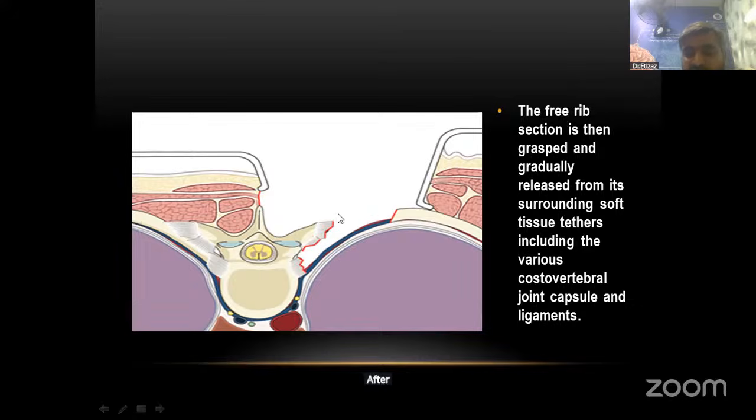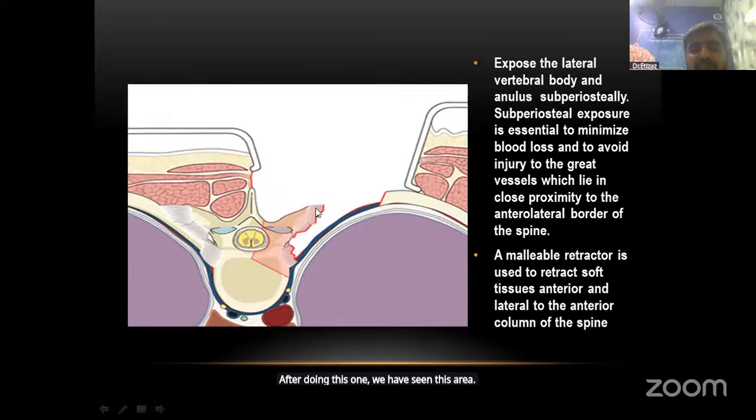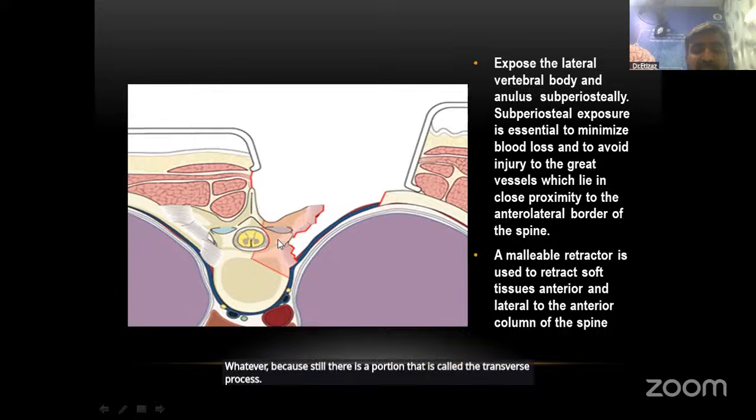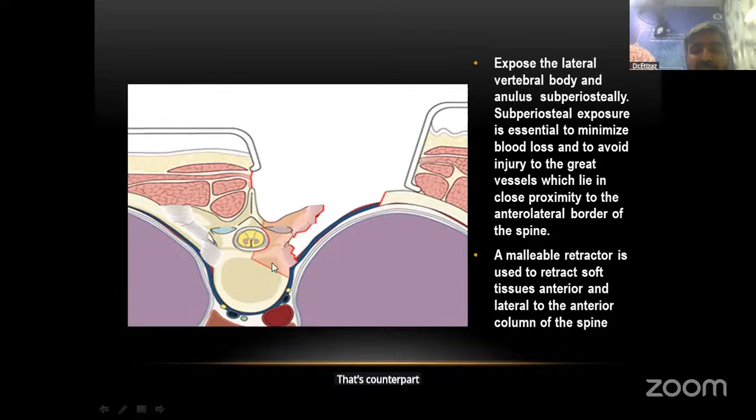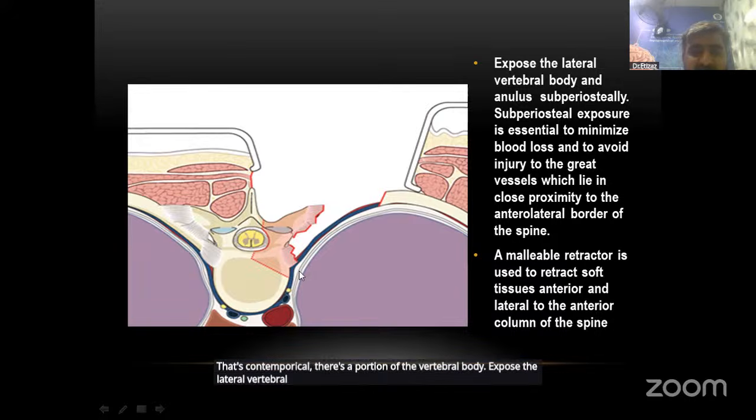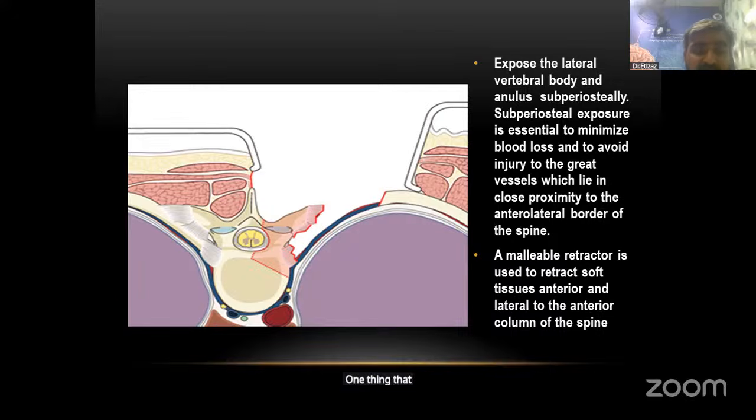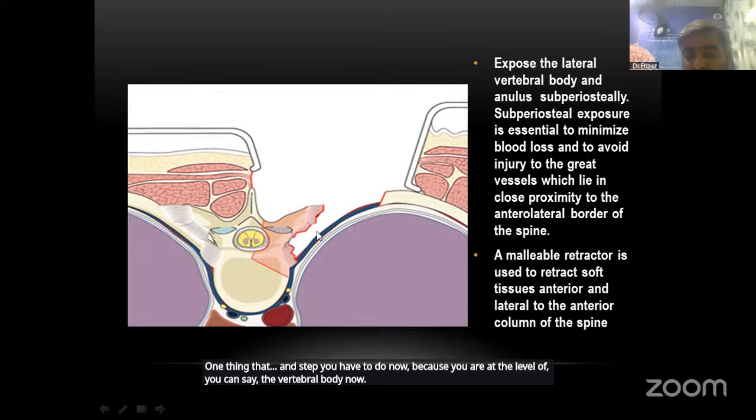After doing this, we have seen this area, because there is still a portion called the transverse process. That's called the pedicle. There's a portion of the vertebral body. Expose the lateral vertebral body subperiosteally. But there is one thing that you have to do now. What step do you have to do now, because you are at the level of the vertebral body, the rib has been cut down.